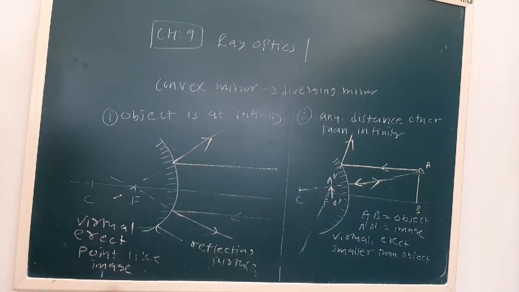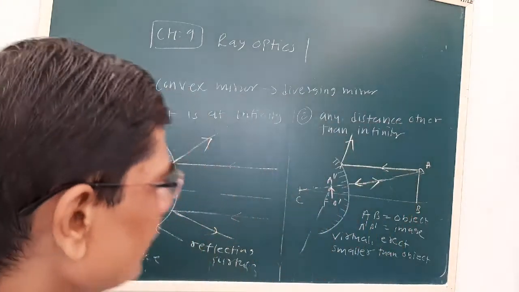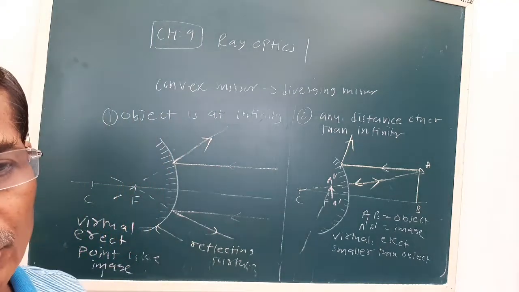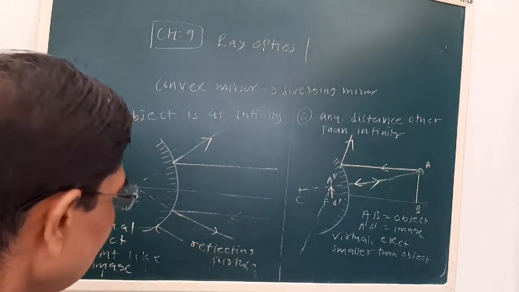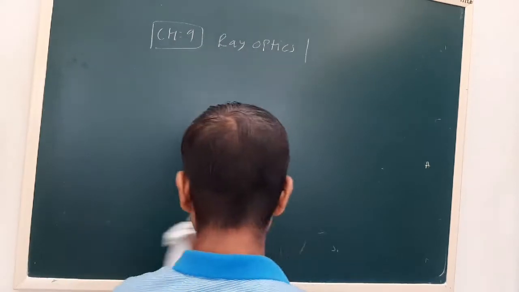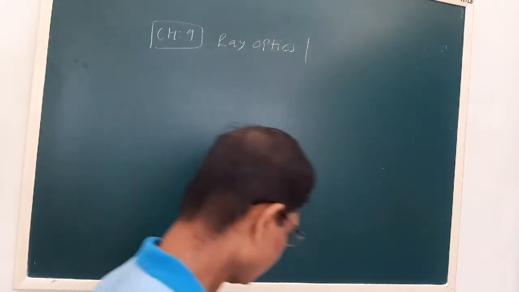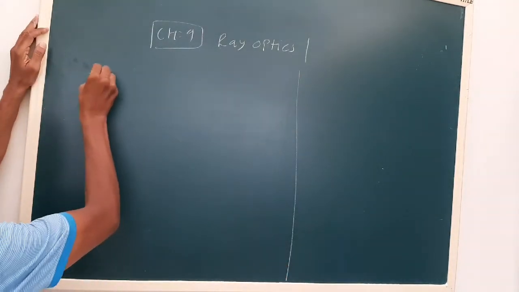Now this is how the image is formed by a concave mirror and a convex mirror when the object is placed at different positions in front of the mirror. Now next we have to derive the relation between focal length and radius of curvature. See, this can be asked in a 2-mark question.